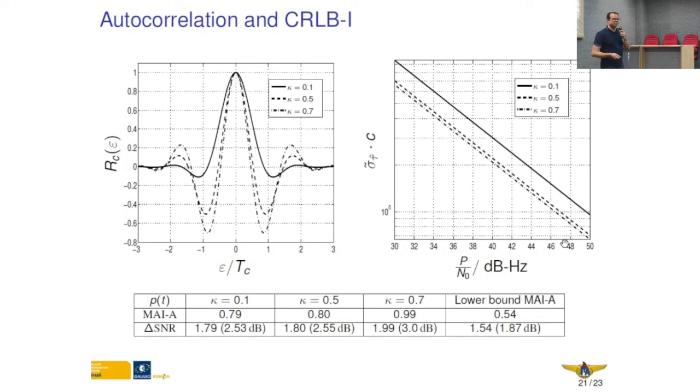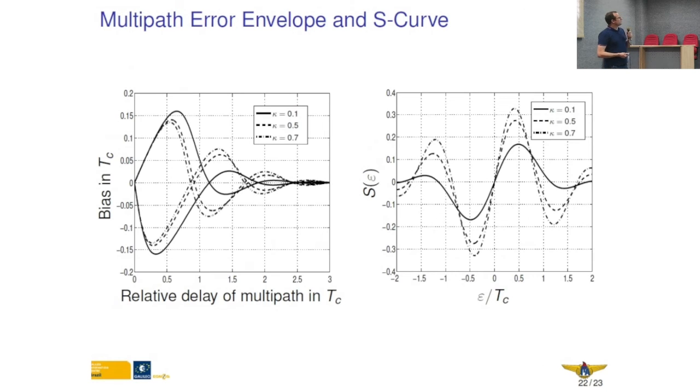So it would have a not so good time delay estimation performance, but a very low intra-system interference. Yeah, let's talk about the multipath error envelope.